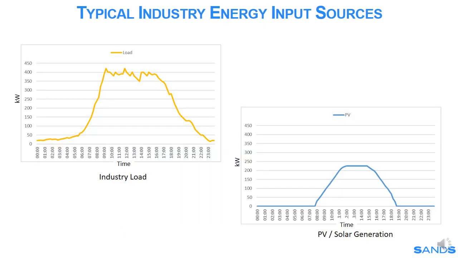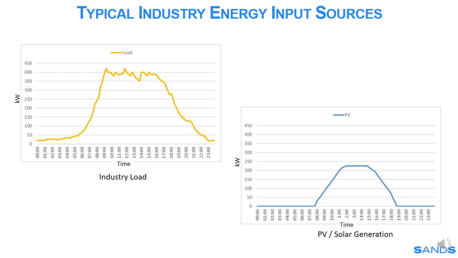The profile of the load of the industry is shown here on the top left graph. As seen, the load starts ramping up from 7 am onwards and reaches a value of about 400 kilowatt at about 8 am when the shift starts. The load is steady for the whole day and starts tapering down around 5 pm onwards with a reducing load.